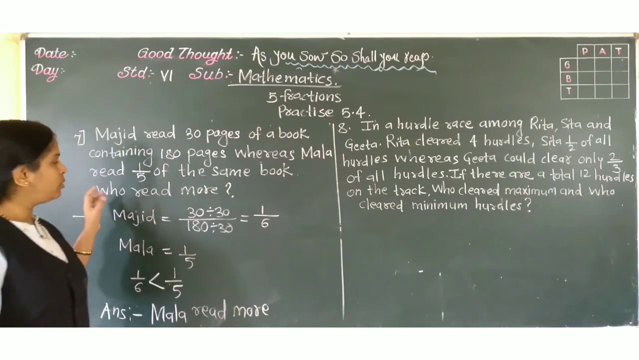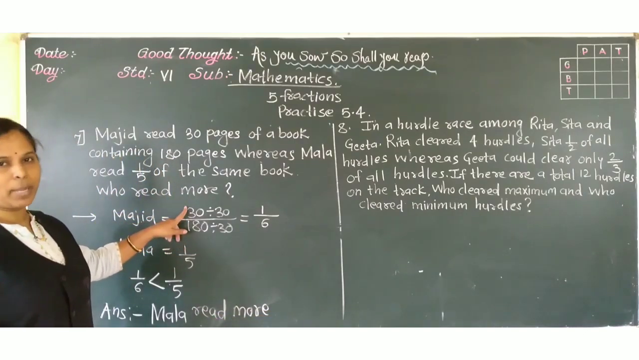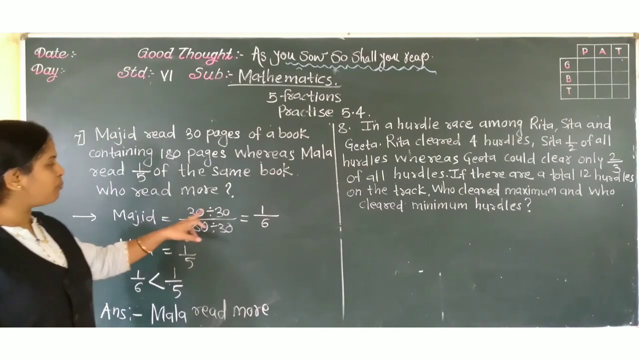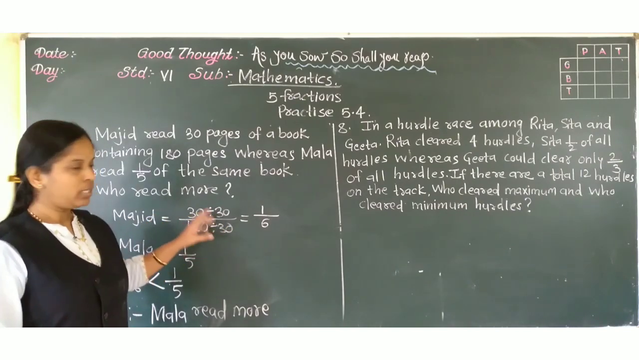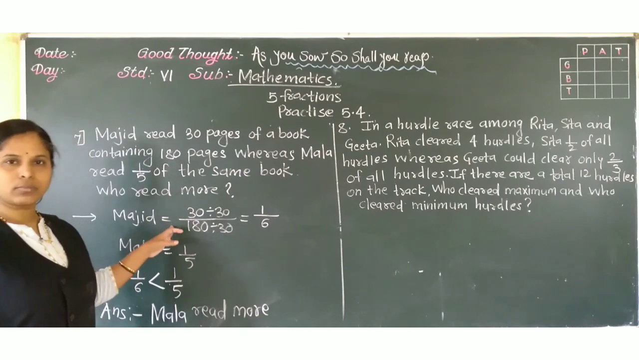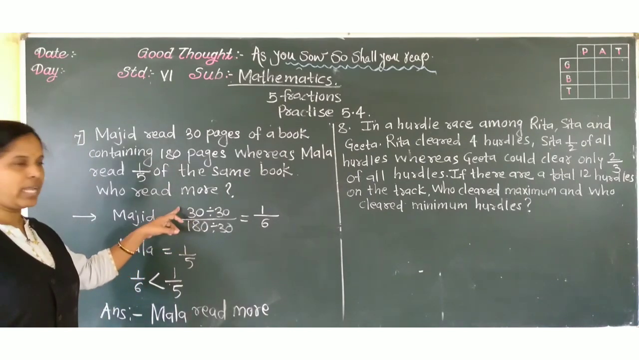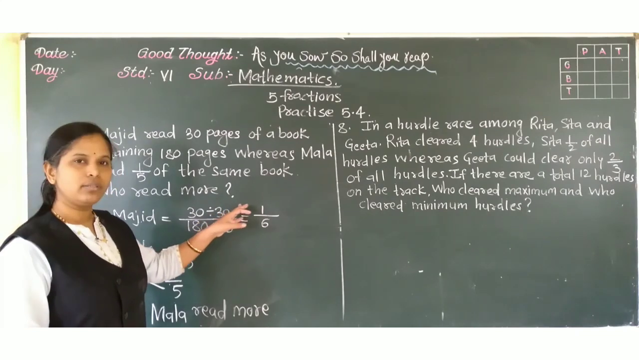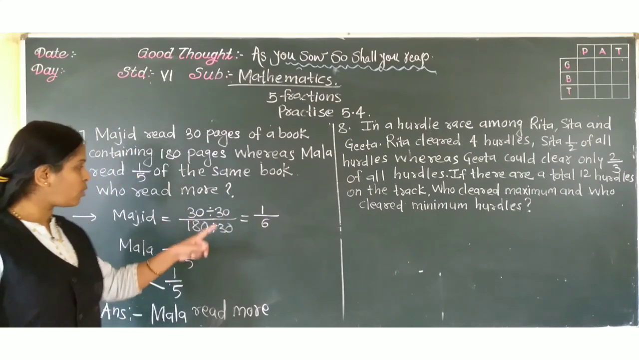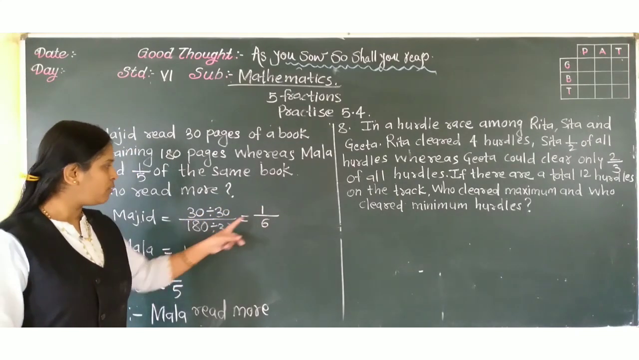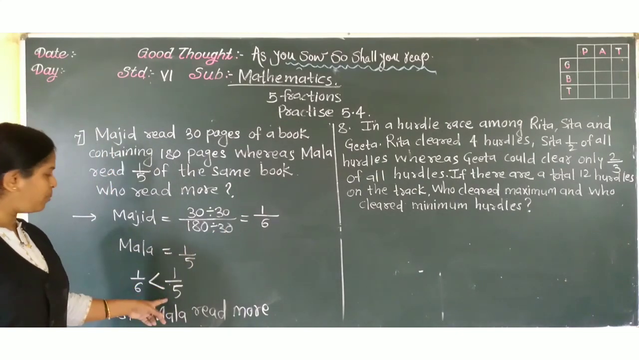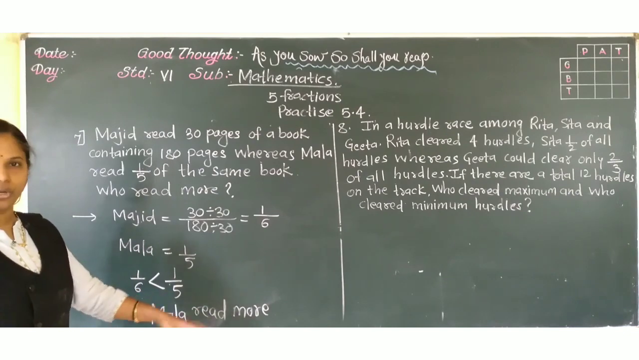Followed, what did I do? Out of 180, 30 pages he read. So that fraction I have written. And 30 and 180, they both are divisible by 30. Taking both numbers, we have to take the HCF. So HCF is 30. So divide it. So the answer is 1 upon 6. Now compare both these fractions, 1 upon 6 and 1 upon 5. Which is greater? 1 upon 5. That means Mala read more.